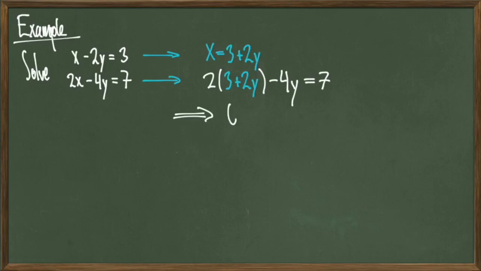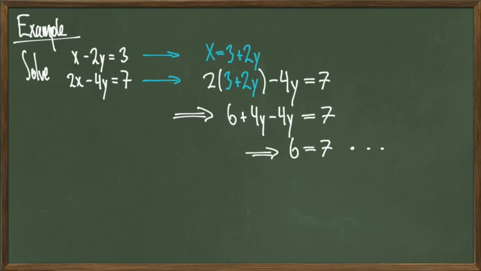I carry out a round of simplification to get that 6 plus 4y minus 4y is equal to 7, which brings me down to 6 equals 7. And that's a problem, because clearly 6 does not equal 7. So none of the math that we actually did was incorrect. Every step that we took was accurate, but we still landed at a statement that's just not true.